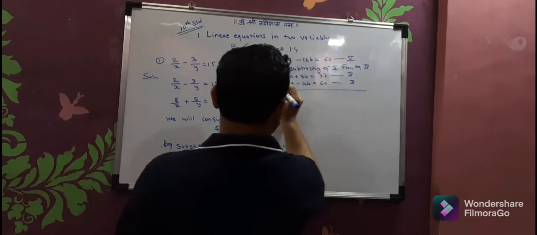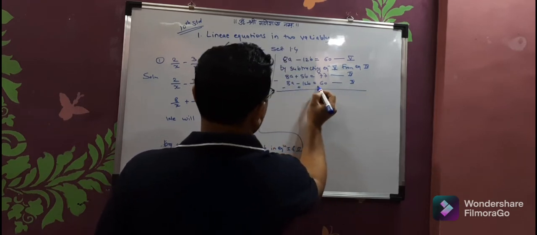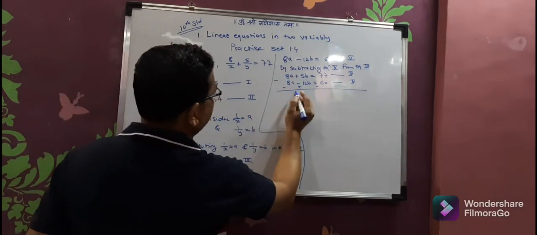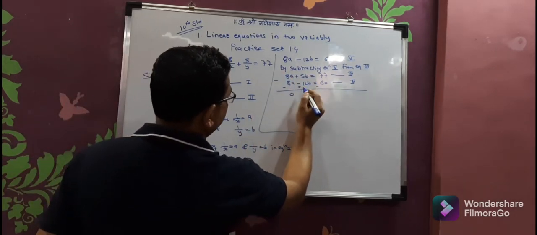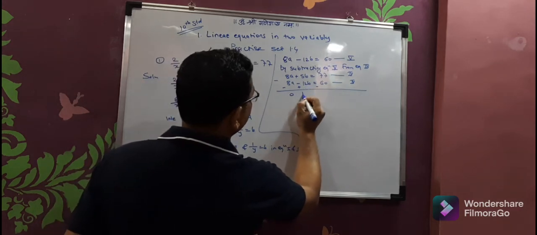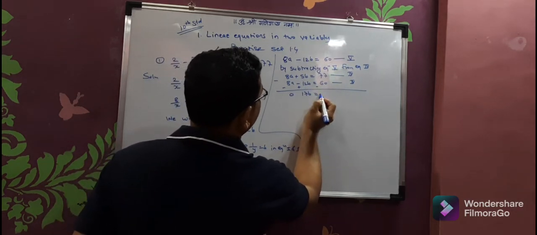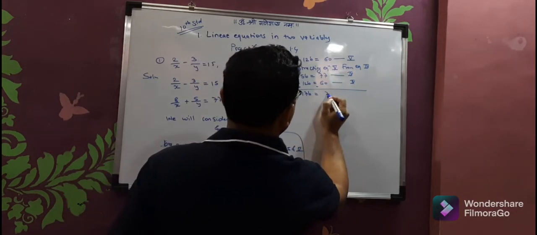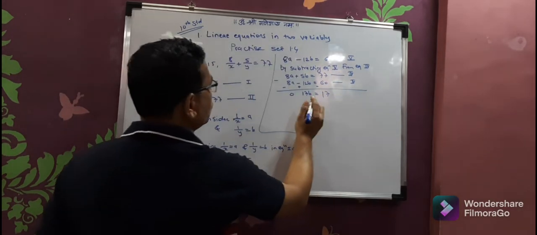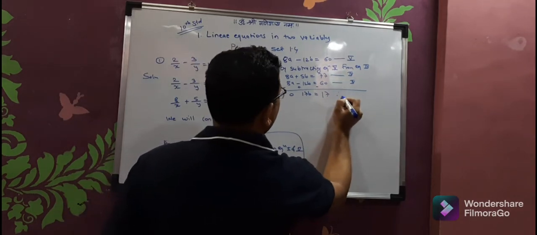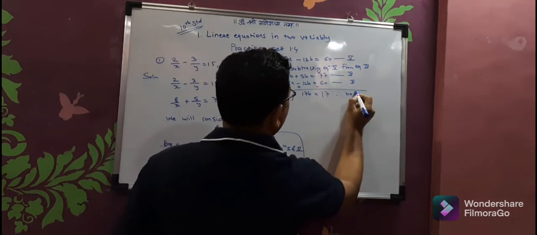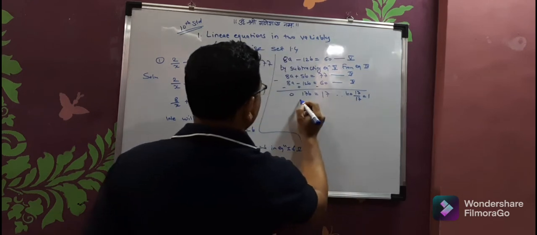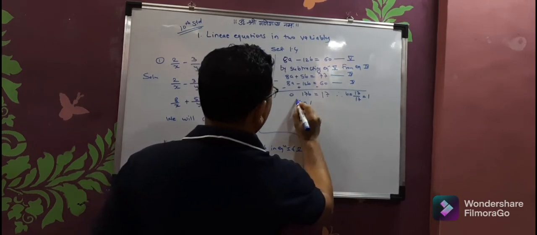So we have to do the subtraction. 8a minus 8a, the answer will be 0. 5b plus 12b will be 17b, and 77 minus 60 is 17. So b is equal to 17 upon 17, which is equal to 1. So b is equal to 1.